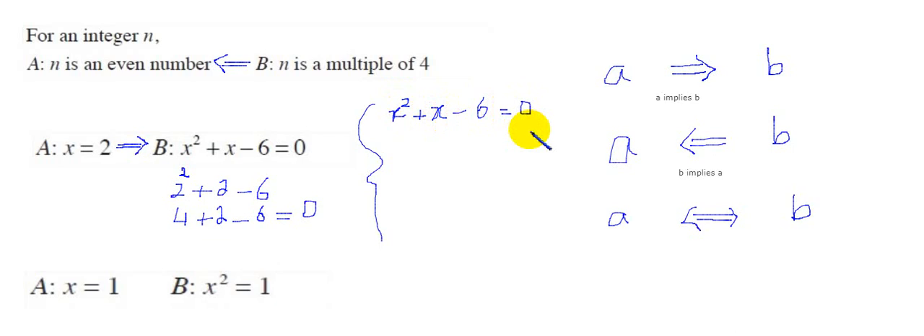Okay, we can solve it by factorization, which is the easiest way to solve a quadratic equation. For factorization, we multiply the first and last terms of the expression. So if we multiply the first and last, x square and 6 is 6x square.